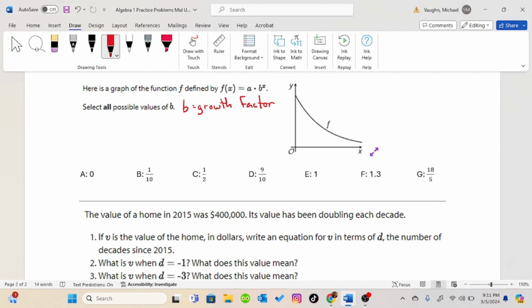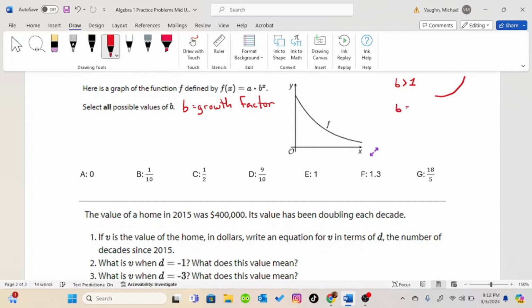If b is the growth factor, we want to think about what kind of designs different growth factors would create. If b were greater than 1, then we would have exponential growth. That's not what we see here.